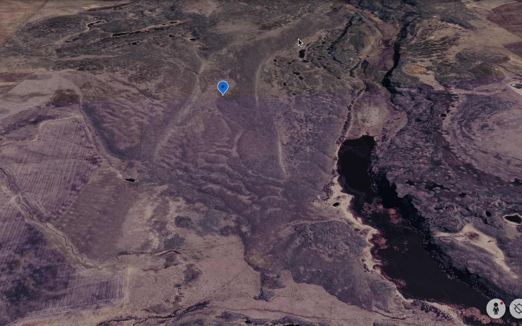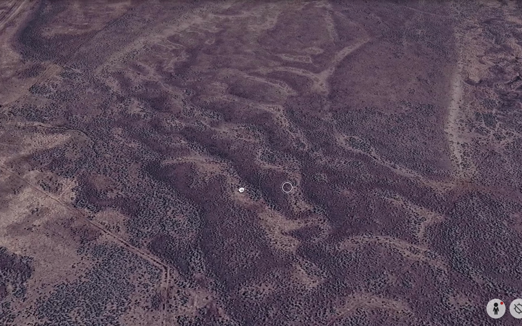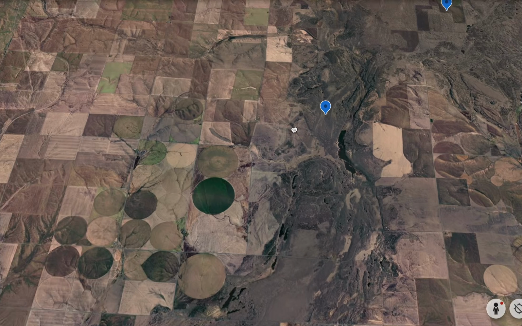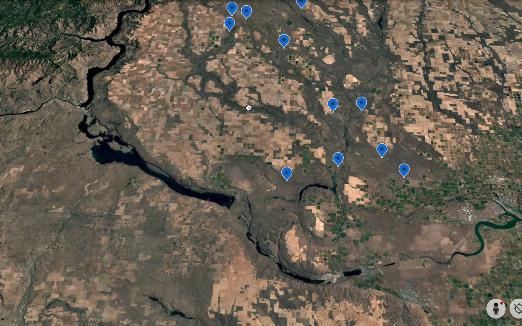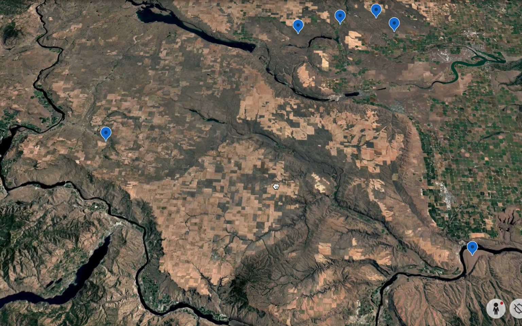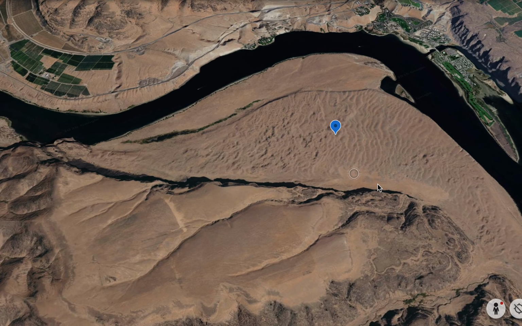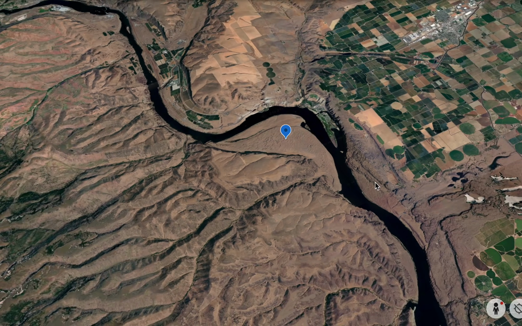So here you can see the channel banks, and then on top you've got some nice ripples. These ones look pretty thick. And one of the most famous mega ripples is this sandbar here, which is right next to Dry Falls.